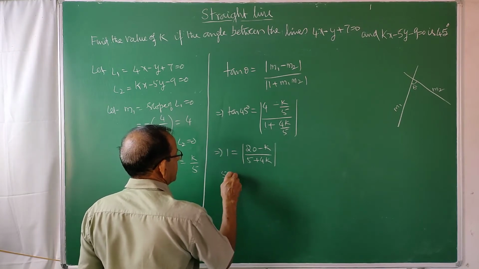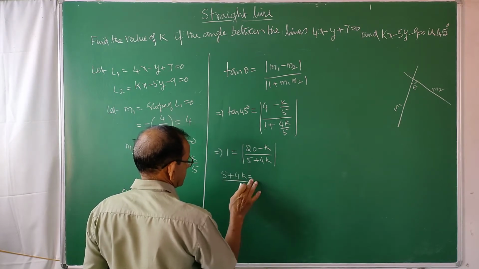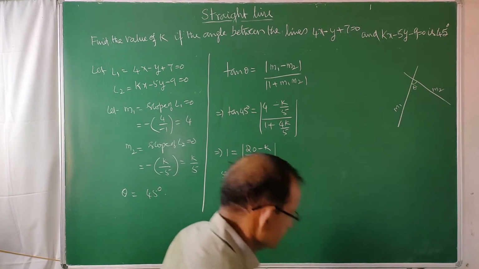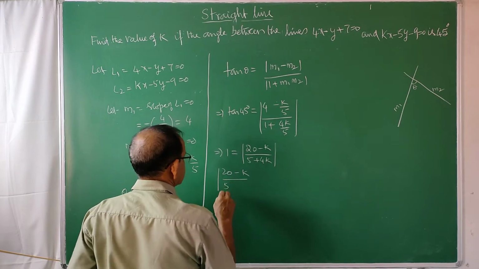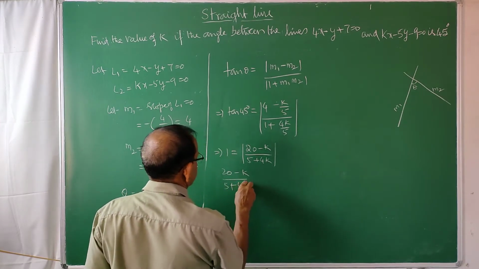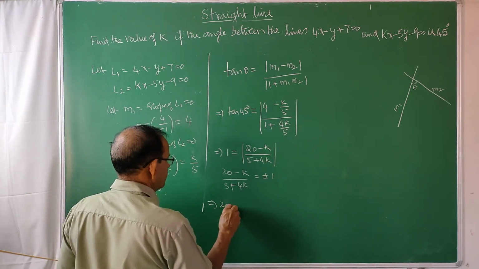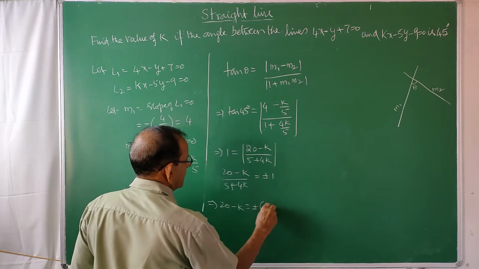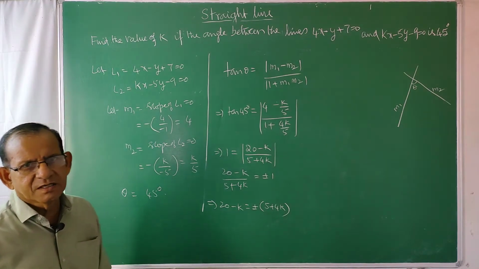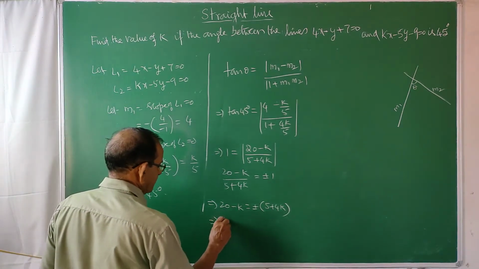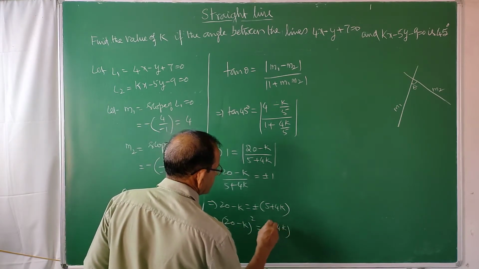If you remove the modulus, 20 minus k by 5 plus 4k is equal to plus or minus 1. Take cross multiplication. 20 minus k is equal to plus or minus 5 plus 4k. But to avoid this plus or minus, take whole square on both sides. That implies 20 minus k whole square is equal to 5 plus 4k whole square.